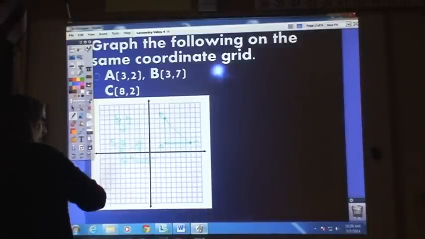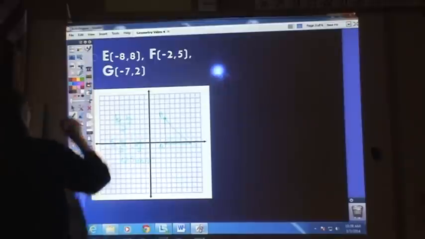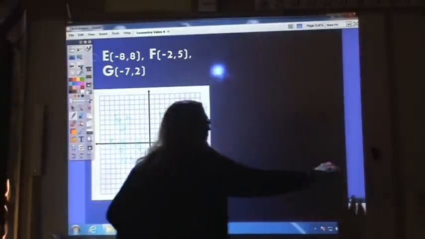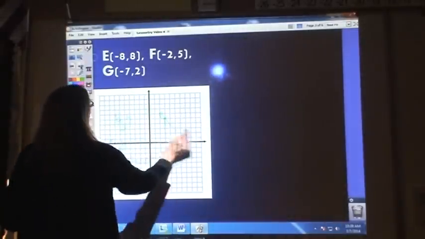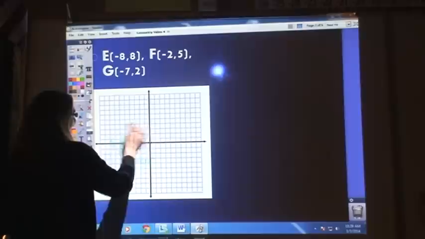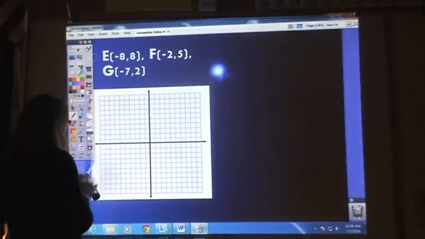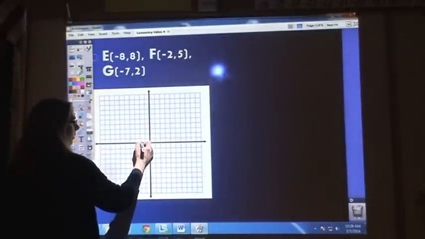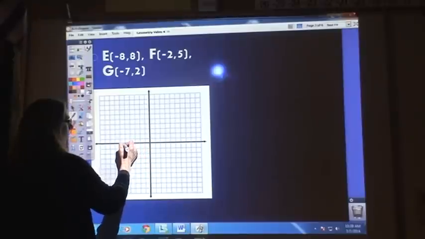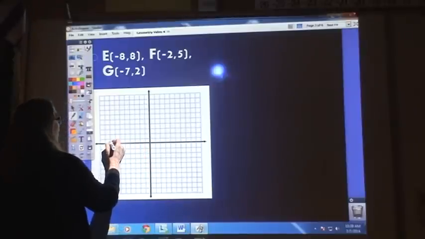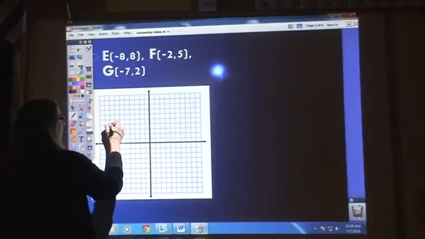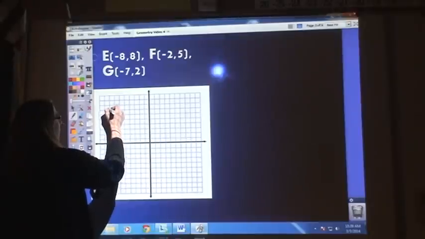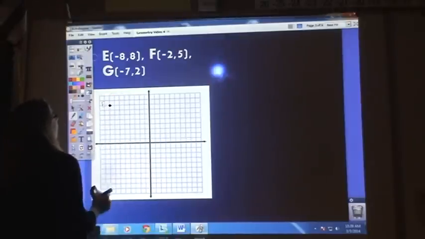We're going to go ahead and go to the next slide and graph these points. We're going to start with the point E. So E is at negative 8, 8. So I'm going to go in the house 8, negative 8, 1, 2, 3, 4, 5, 6, 7, 8, and up 8, 1, 2, 3, 4, 5, 6, 7, 8. I'm going to go ahead and put a point there. This is the point E.